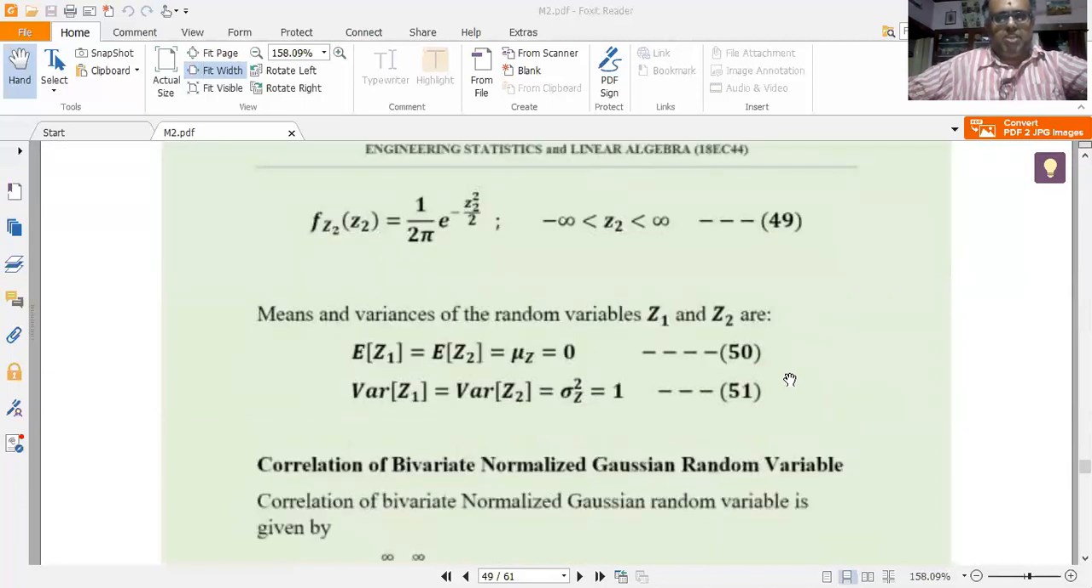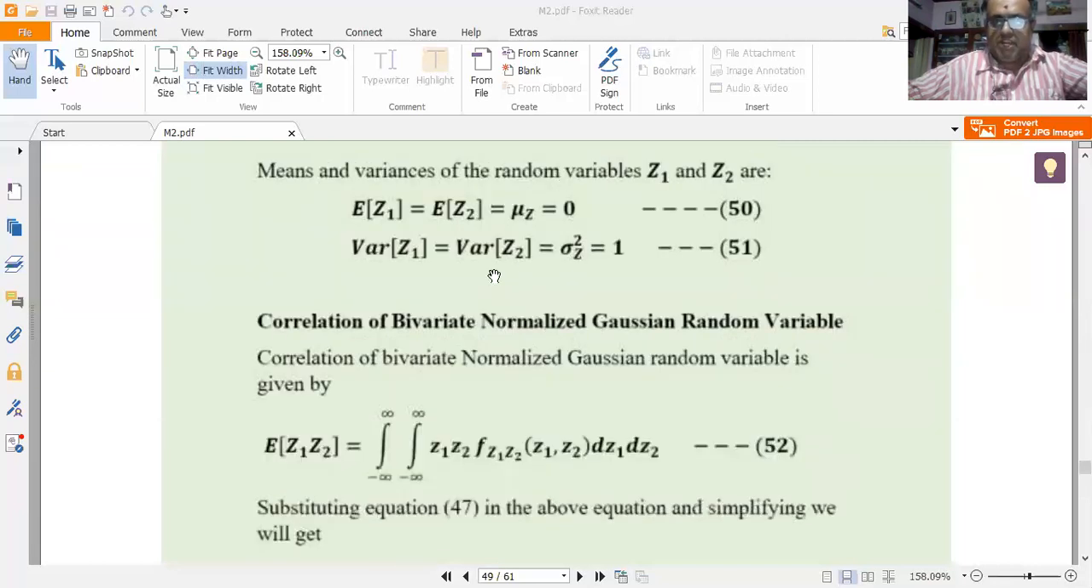Call it equation 49. The means of Z1 and Z2 are given by E of Z1 equal to E of Z2 equal to mu z equal to 0, and the variances of these two are given by variance of Z1 equal to variance of Z2 equal to sigma z squared equal to 1. Standard normalized Gaussian or normalized normal distribution means it is understood that the mean mu z is equal to 0 and variance sigma z squared is equal to 1. That's what we have enumerated here.